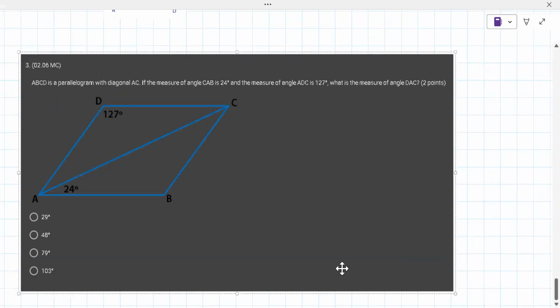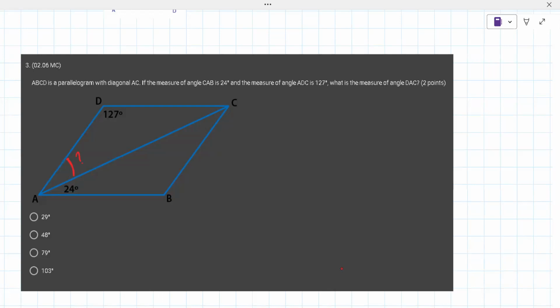All right, so we got number three here. ABCD is a parallelogram with diagonal AC. The measure of angle CAB is 24 degrees. The measure of angle ADC is 127 degrees. What is the measure of angle DAC? So they want this one right here. That's the one we're trying to find.